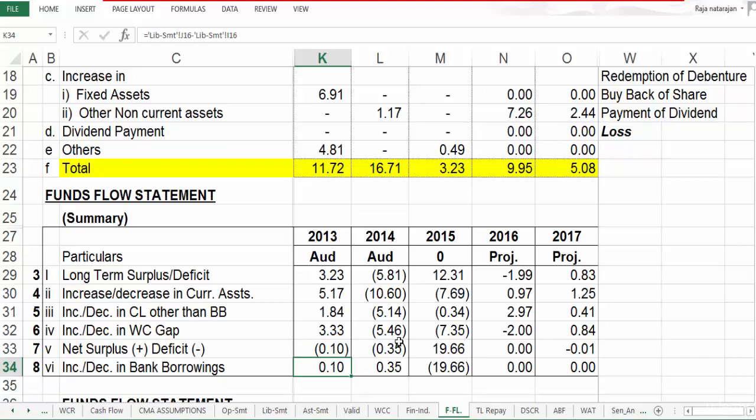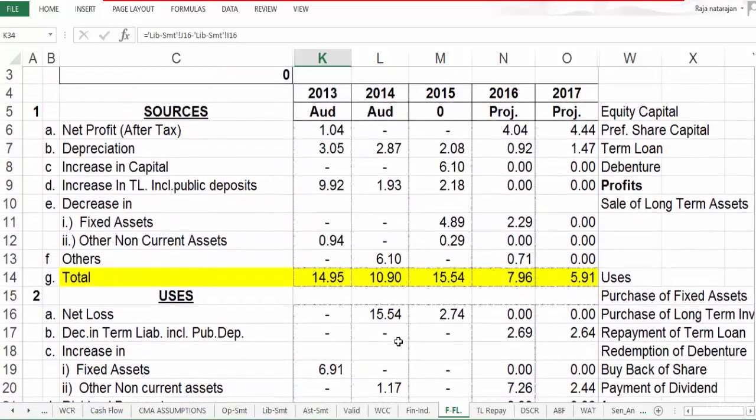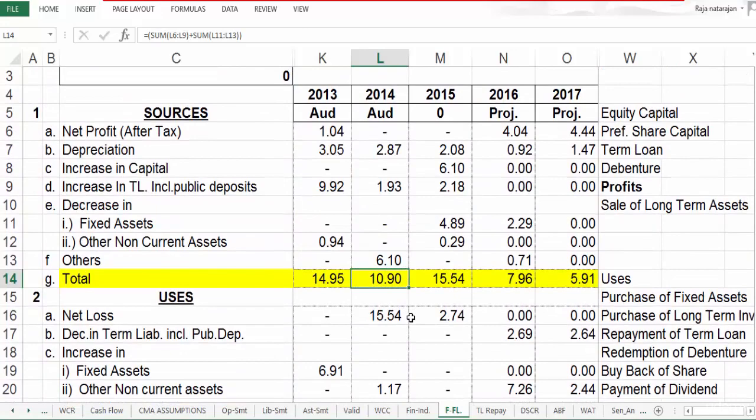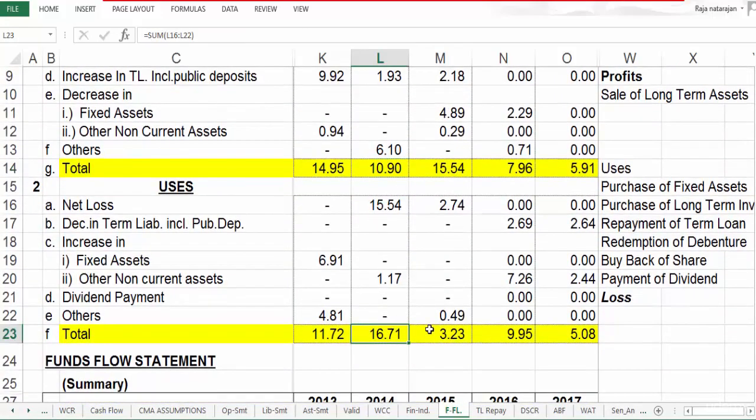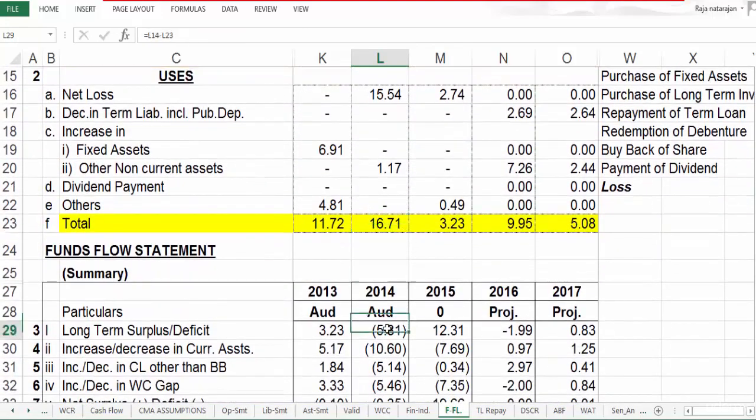But let us see 2014. Let's understand what is happening in 2014. Their sources were 10.9, uses are 16.71. It means there was a shortage of 5.81 crore. So from where this 5.81 was met, let us understand.